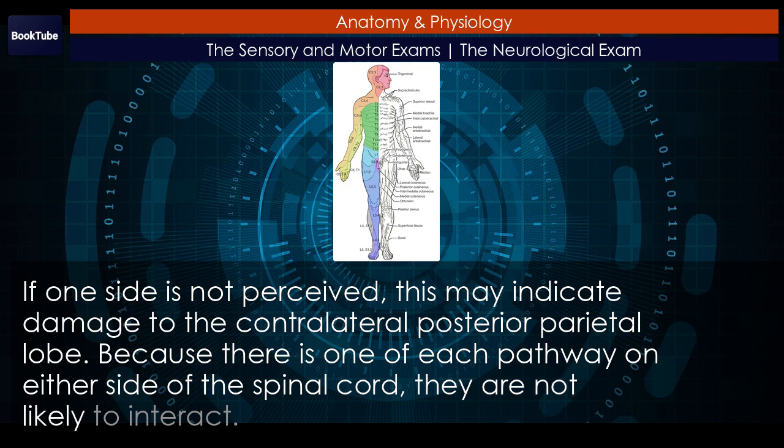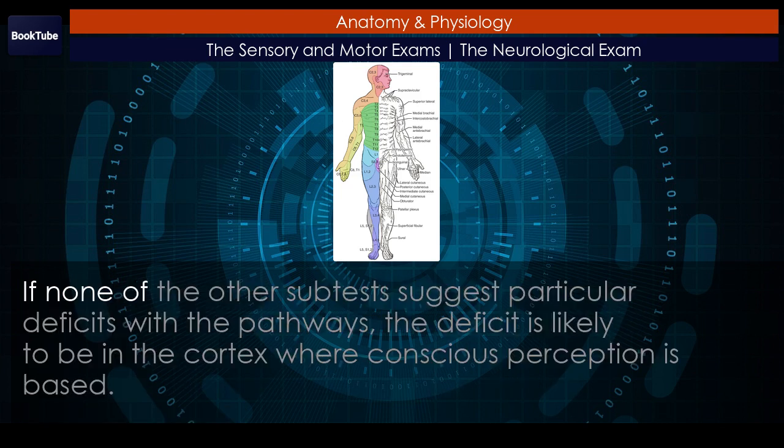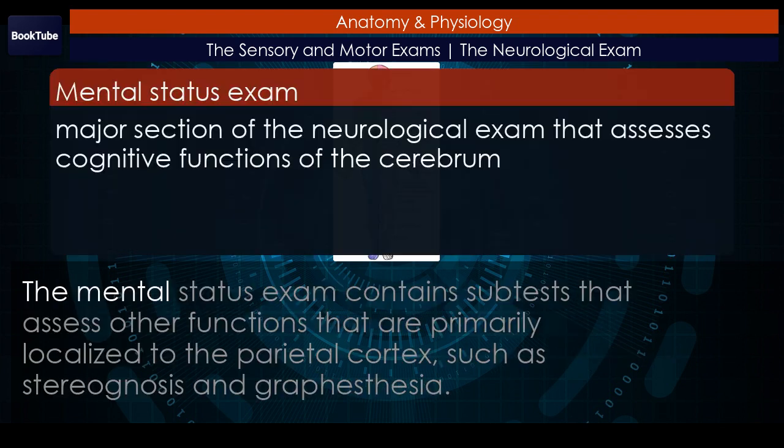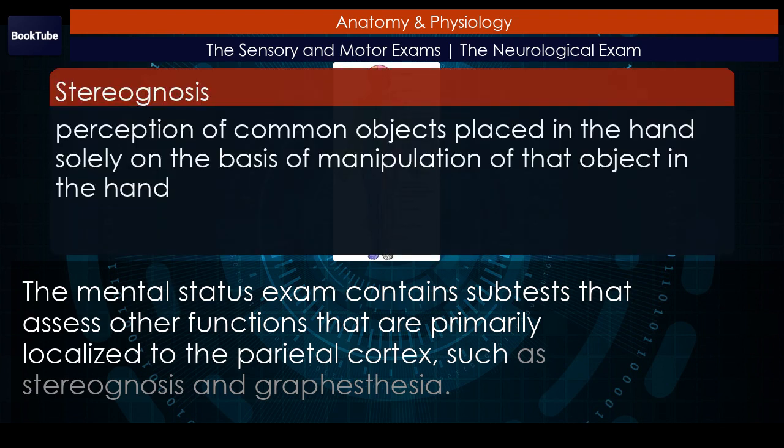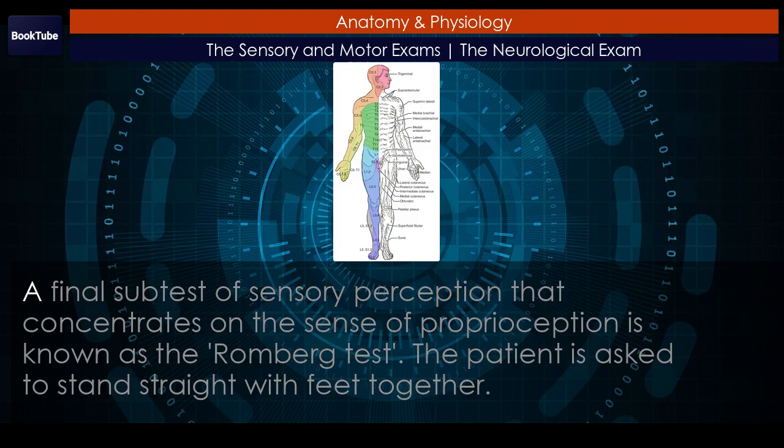They are not likely to interact if none of the other subtests suggest particular deficits with the pathways. The deficit is likely to be in the cortex where conscious perception is based. The mental status exam contains subtests that assess other functions that are primarily localized to the parietal cortex, such as stereognosis and graphesthesia.